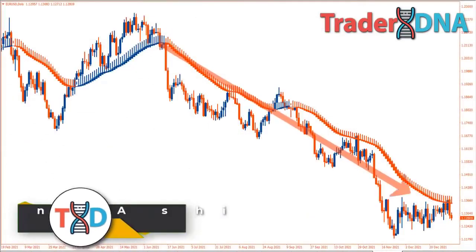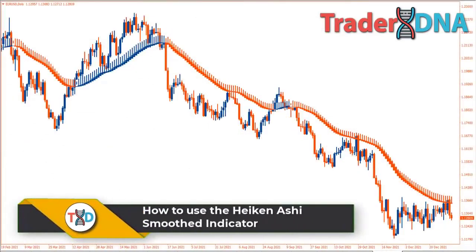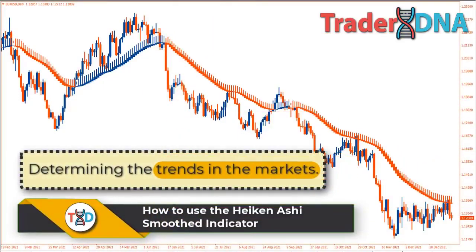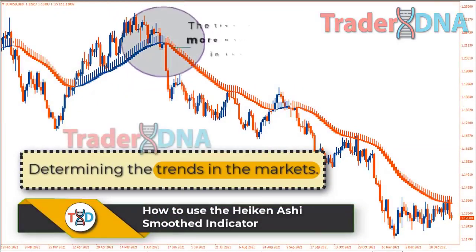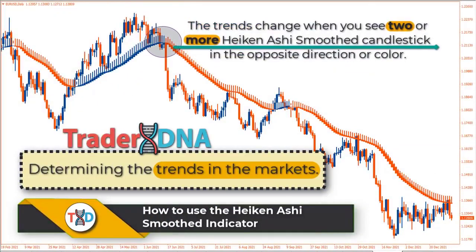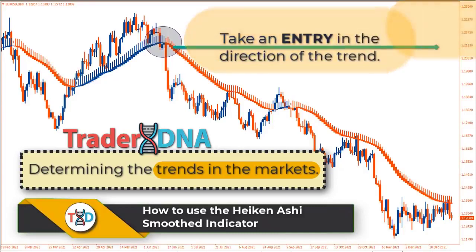How to use the HEIKEN ASHI smoothed indicator. One of the major rules of using this indicator is in determining the trends in the markets. It is a widely accepted principle that the trends change when you see two or more HEIKEN ASHI smoothed candlesticks in the opposite direction or color. This is where traders either prepare to take an entry in the direction of the trend or the color, or they can use this to adjust their stops.